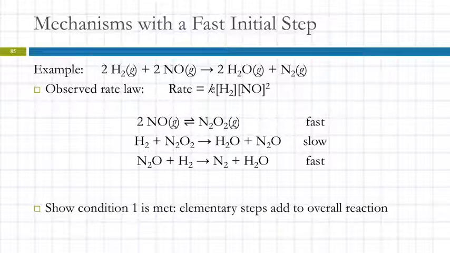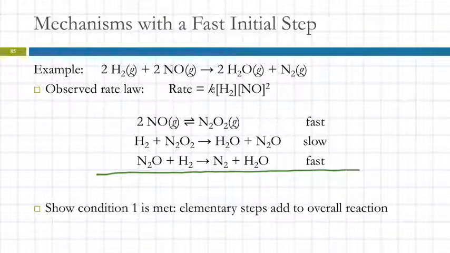So it says, show condition 1 is met. Elementary steps add to overall reaction. Okay, well, I guess we're supposed to do that then. I write these slides and then I just come back and do what they say. How do we do that?